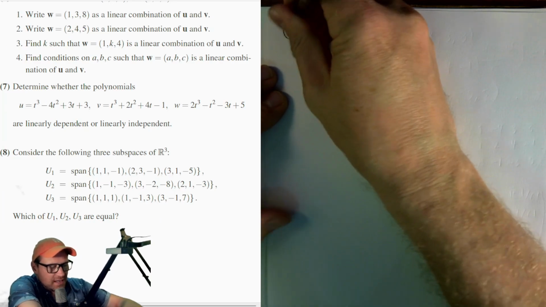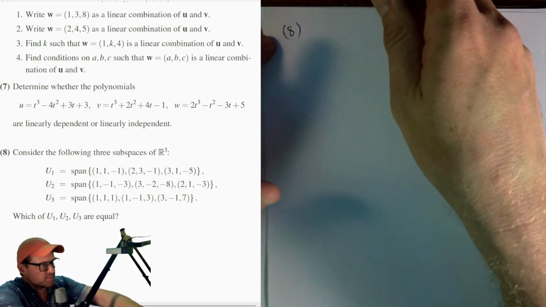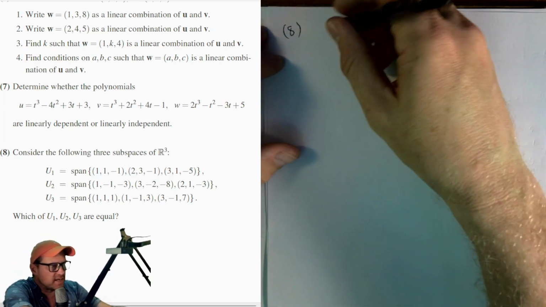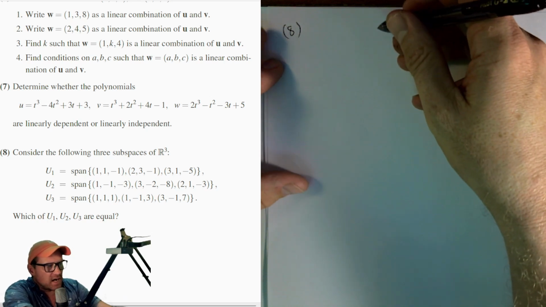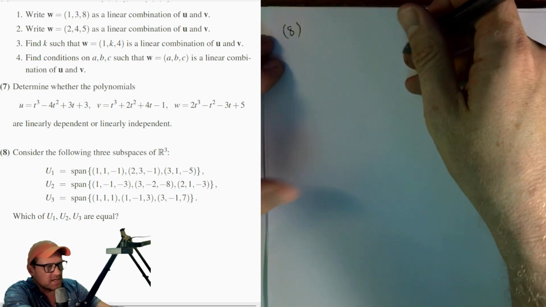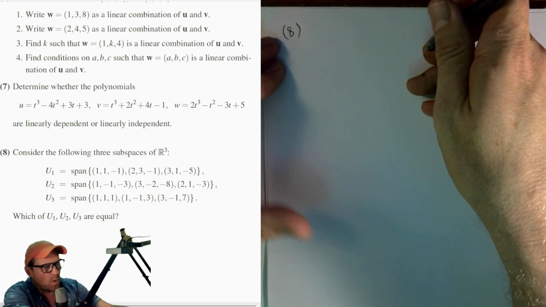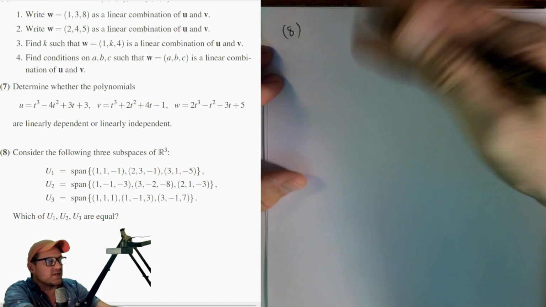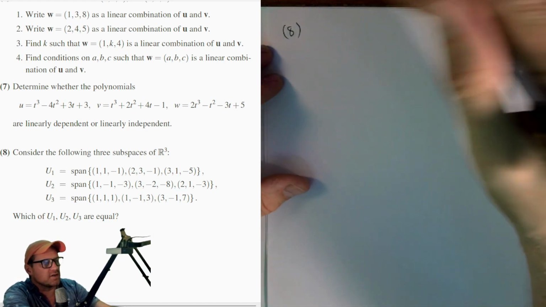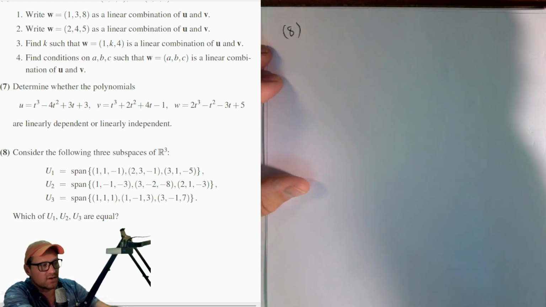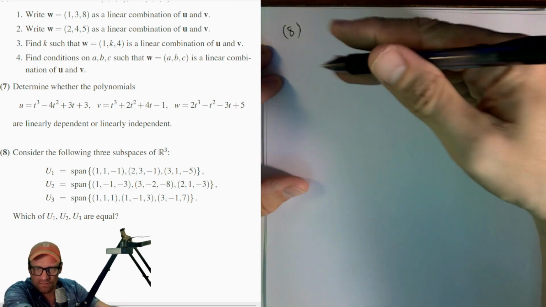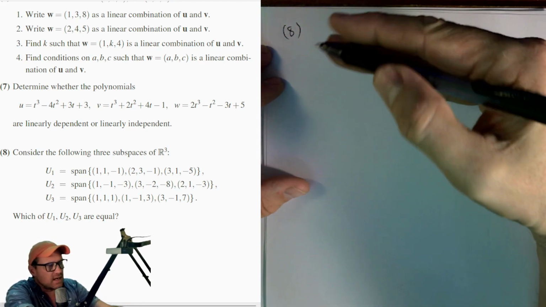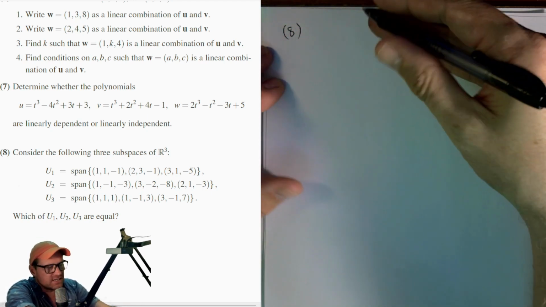Okay. Question 8, consider the following three subspaces of R3, or 3 space, U1 spanned by the vectors 1, 1, minus 1, 2, 3, minus 1, 3, 1, minus 5. Which of the following U1, U2, U3 vector spaces are equal? To solve this problem, what we want to do is seek a reduced spanning set for each of these.